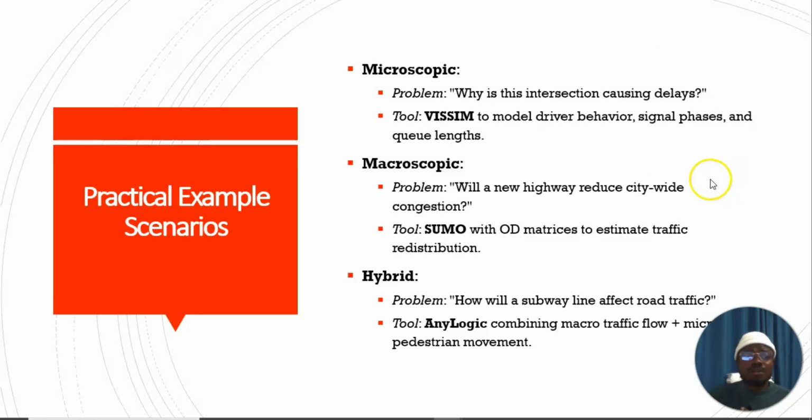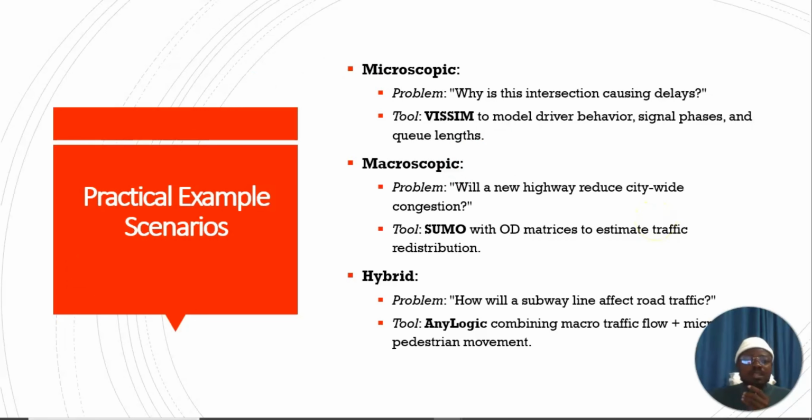So another one is the macro, and under the macroscopic we have a problem like: will a new highway reduce citywide congestion? So making use of SUMO with OD matrix, the OD we have there means origin and destination, taking into consideration the origin and destination matrices to estimate the traffic distribution. So how can we distribute that traffic from the origin to the destination? And this can be done using SUMO. Like we said, it can also be used on a microscopic and macroscopic basis.